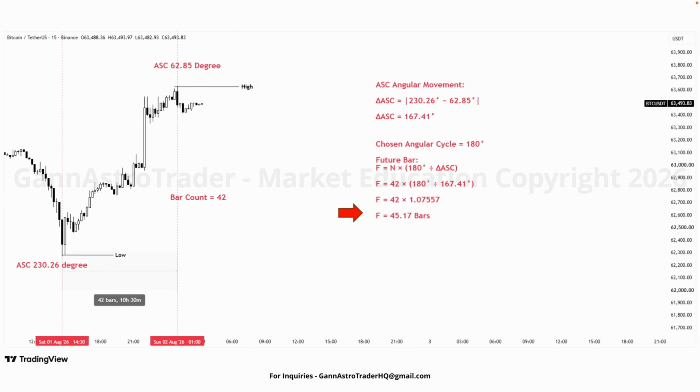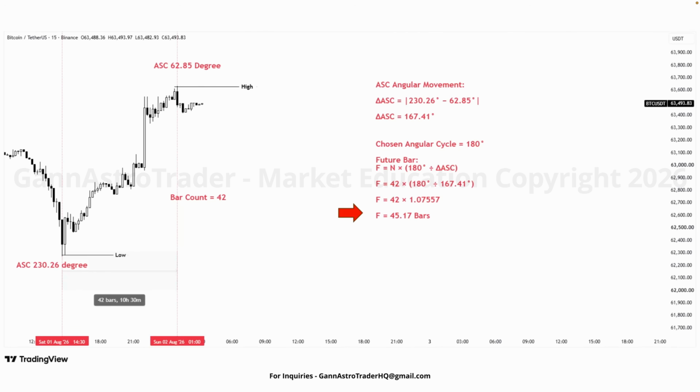Now comes the important difference from our NVIDIA example. Previously, we asked how many bars would correspond to a full 360-degree rotation. Here, instead, we are asking how many bars would correspond to a 180-degree half rotation. So the calculation becomes 42 multiplied by 180 divided by 167.41. This gives us approximately 45.17 bars. Rounded to the nearest whole bar, our projected time value becomes 45 bars.